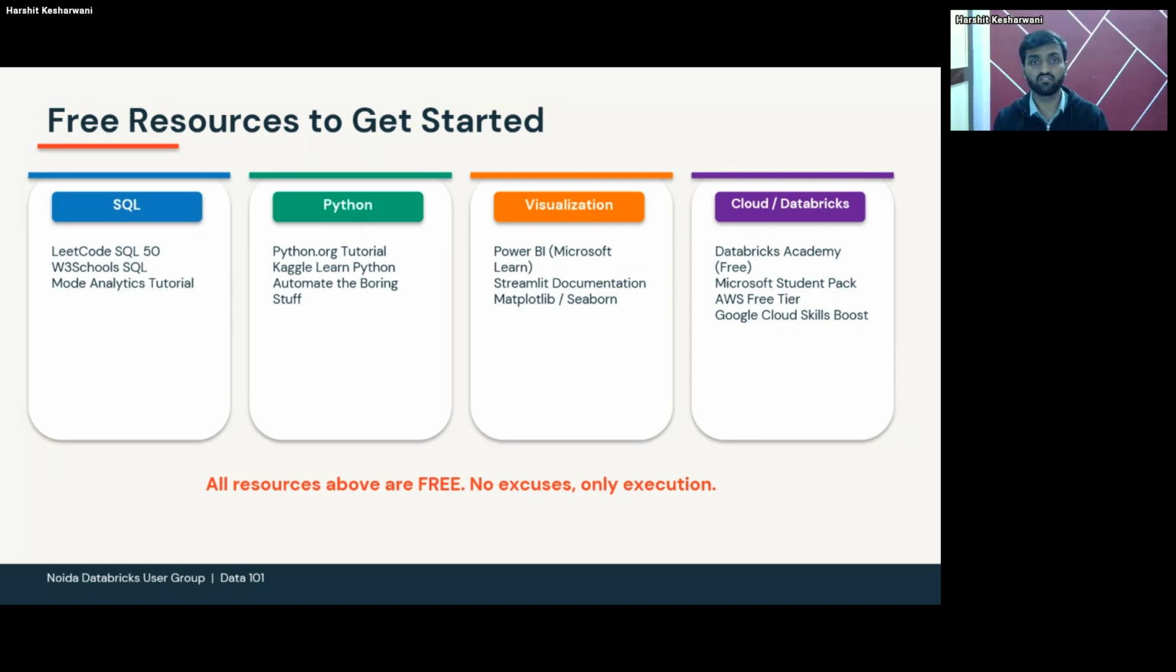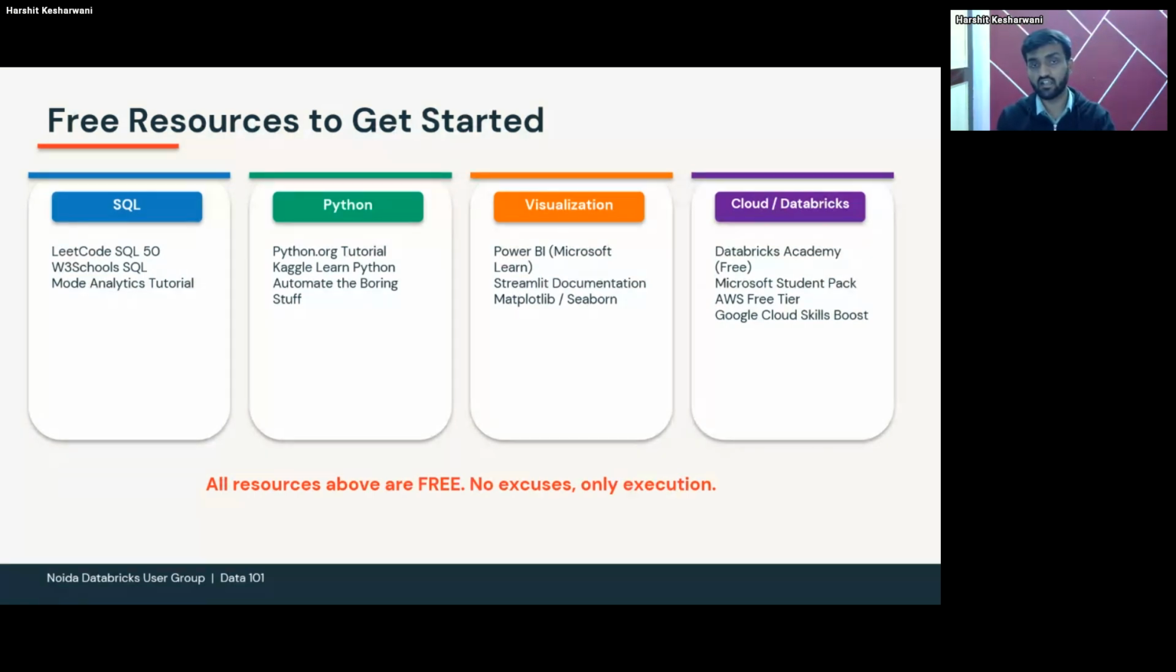Databricks Academy. Then we have Microsoft Student. Then we have AWS Skills. Yeah, something like that. You can check on Google. There is something, AWS Skills. Then we have AWS Skill Builder. It is AWS Skill Builder. Yes, correct. So we have AWS Skill Builder, then we have Cloud Skill Boost.